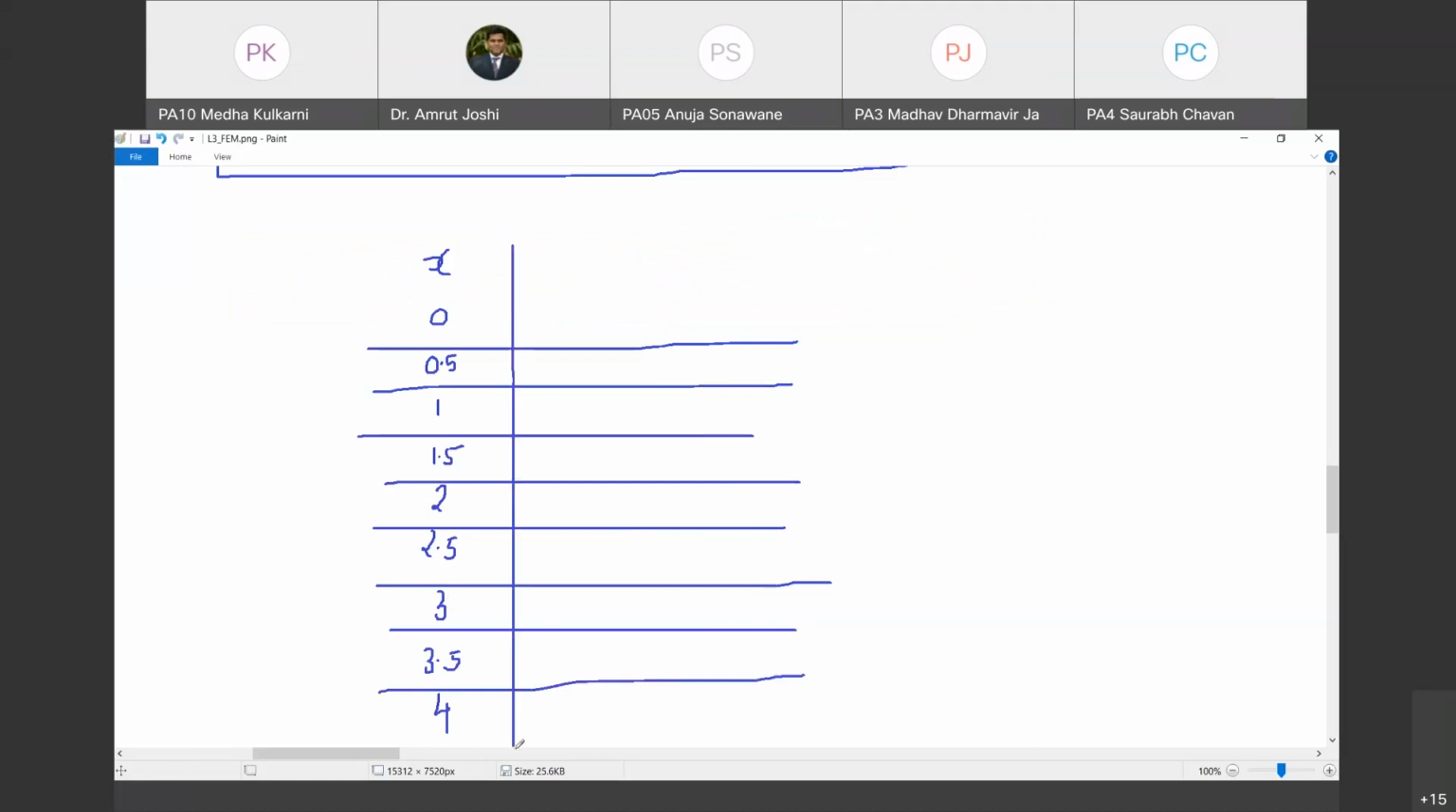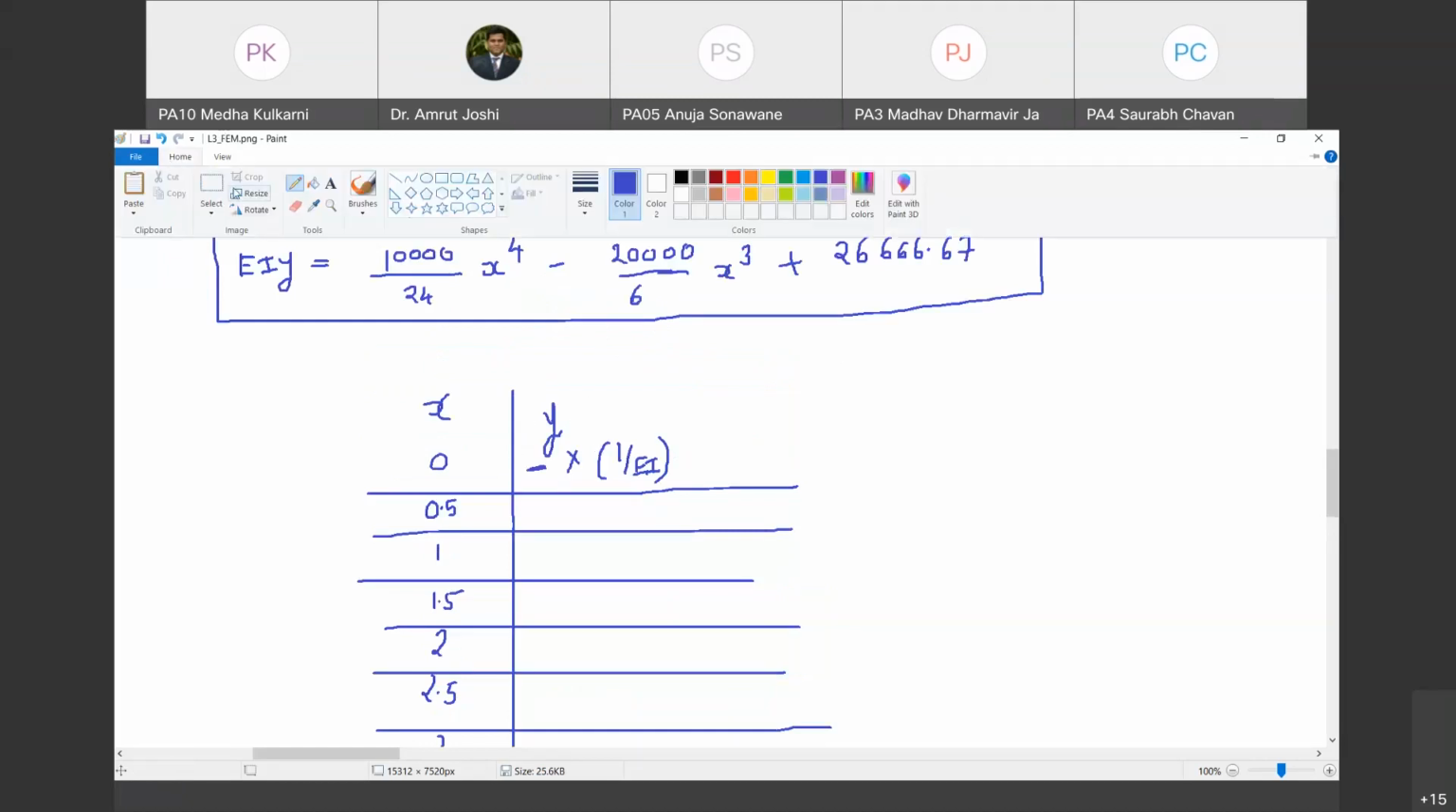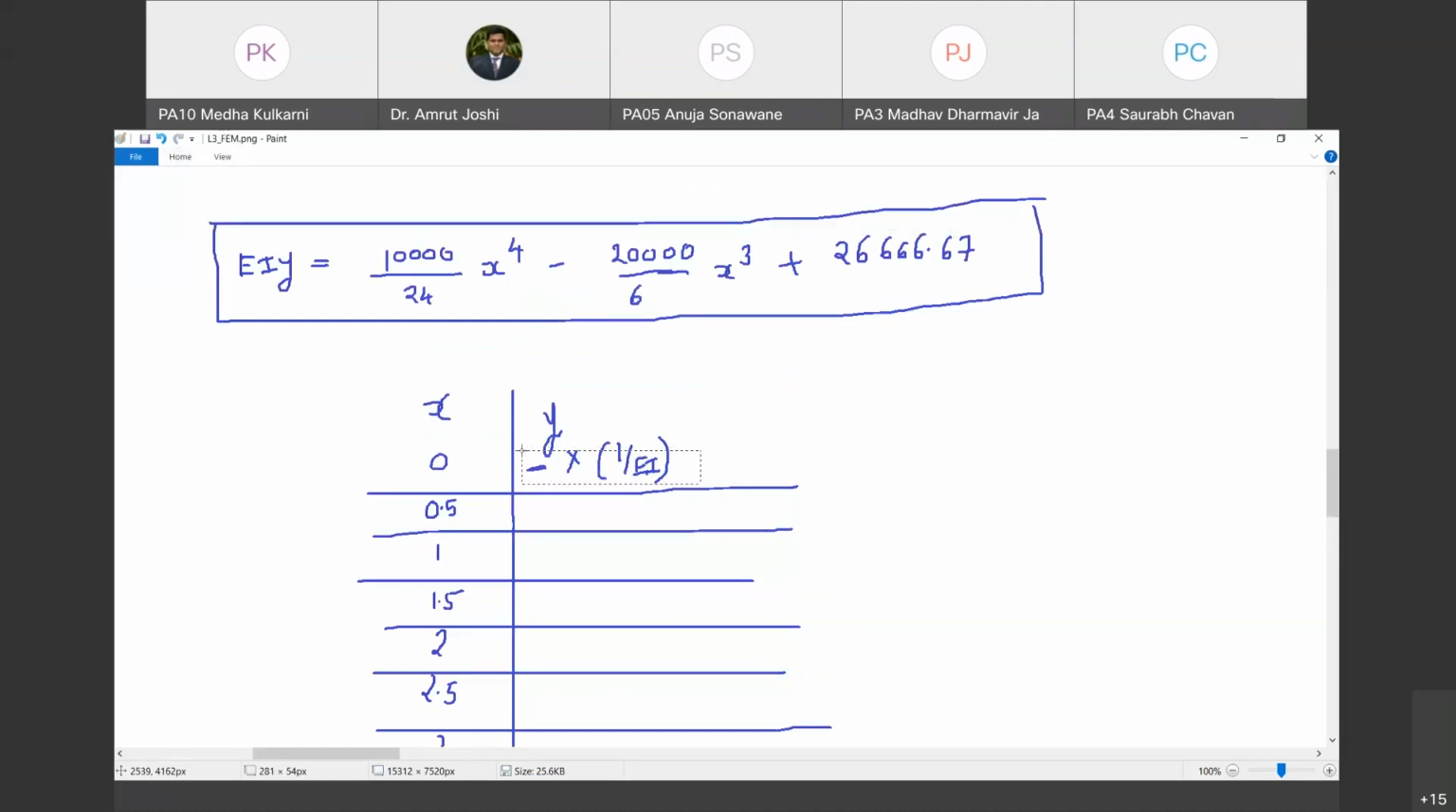Tell me the value of y. So इसके लिए y की वैल्यू हमें लिखनी है. y की वैल्यू में सब जगह पे 1 over ei तो आएगा ही. So whatever value you say is going to be multiplied by 1 over ei sitting there. All the values are to be multiplied by 1 over ei. So can you tell me for 0 what is the value? Substitute x equal to 0, it is 0.